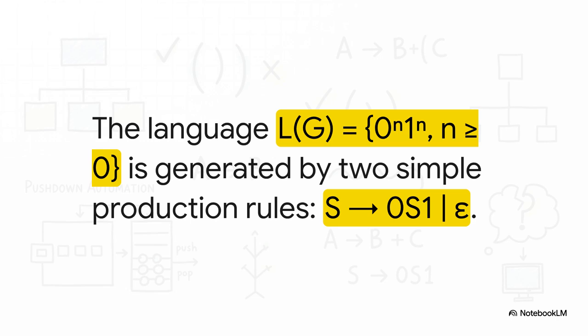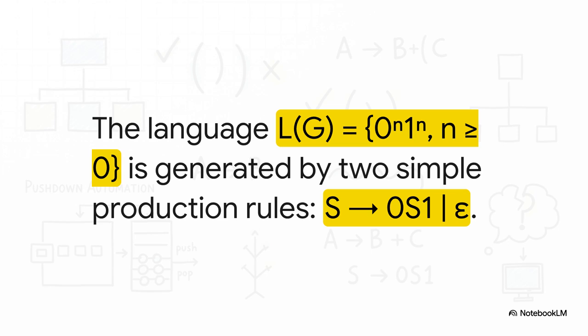Okay, let's make this real with a classic example. Let's say we want to generate strings that have some number of zeros followed by the exact same number of ones. So 01, 0011, 000111, and so on. Believe it or not, you can define this whole infinite language with just two incredibly simple rules. The first one basically says, take what you have and wrap a 0 and a 1 around it. The second rule is our escape hatch. It just says, okay, we're done, replace the placeholder with nothing.